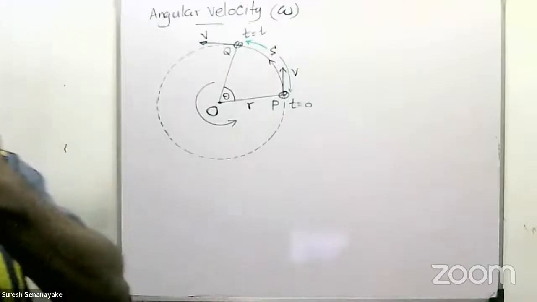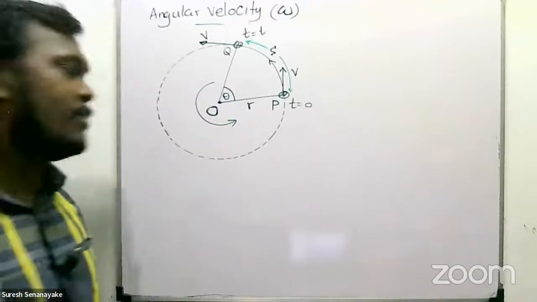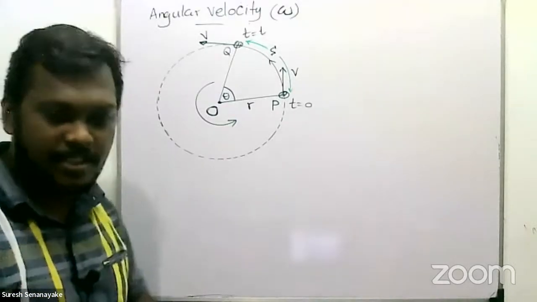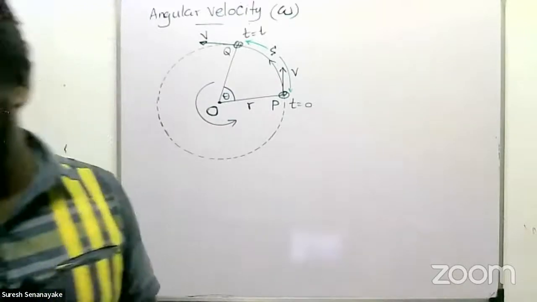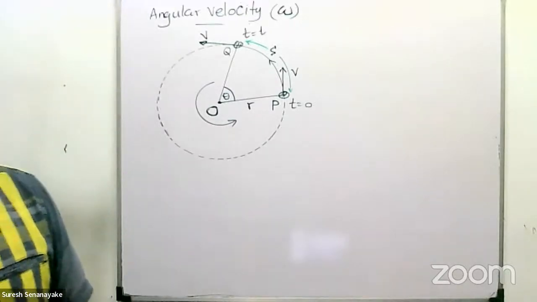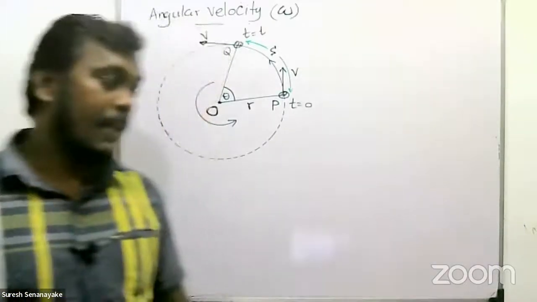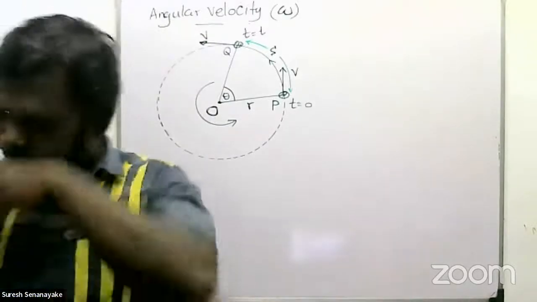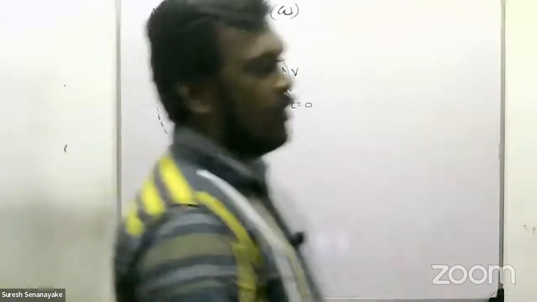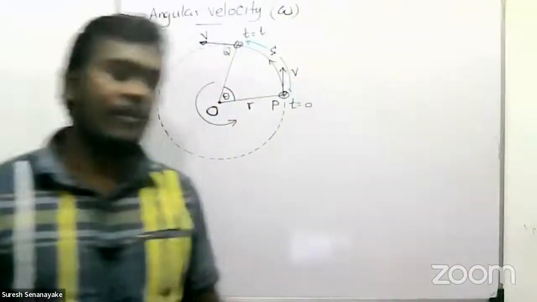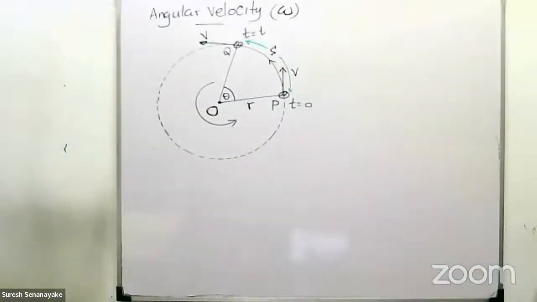Okay, then angular velocity is similar to linear velocity. Linear velocity we define as the rate of change of displacement, but angular velocity is the rate of change of angular displacement, right? So you can write the definition: the rate of change of angular displacement is defined as the angular velocity.